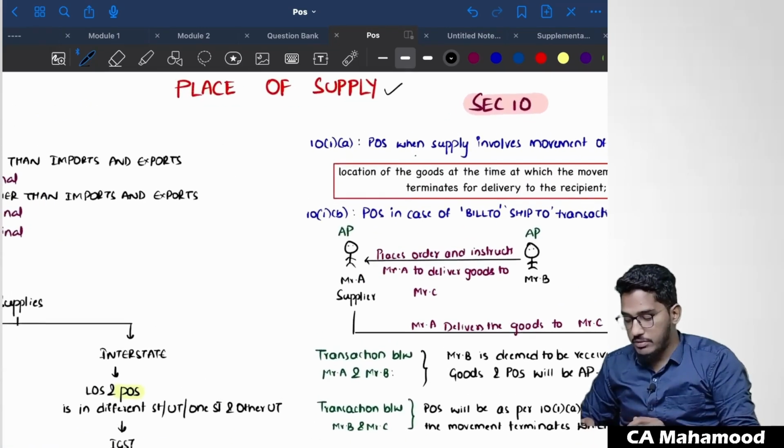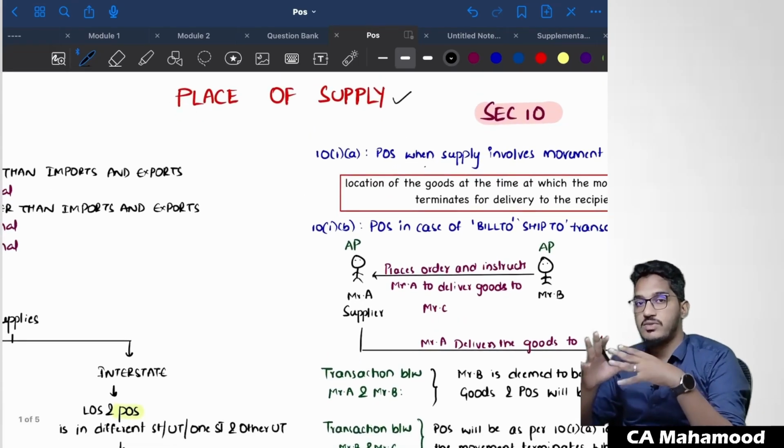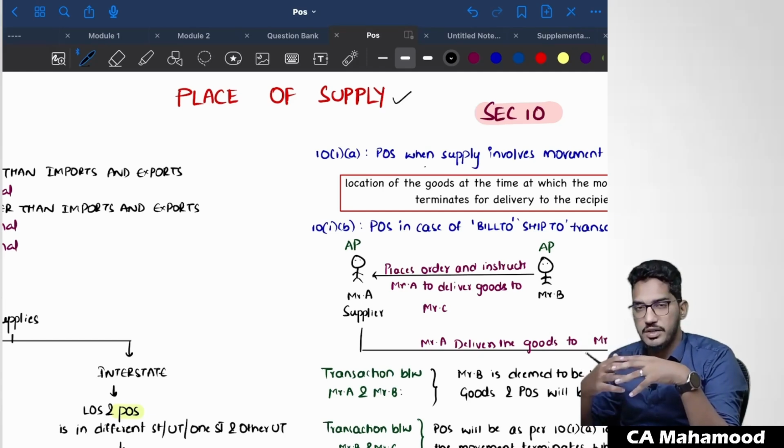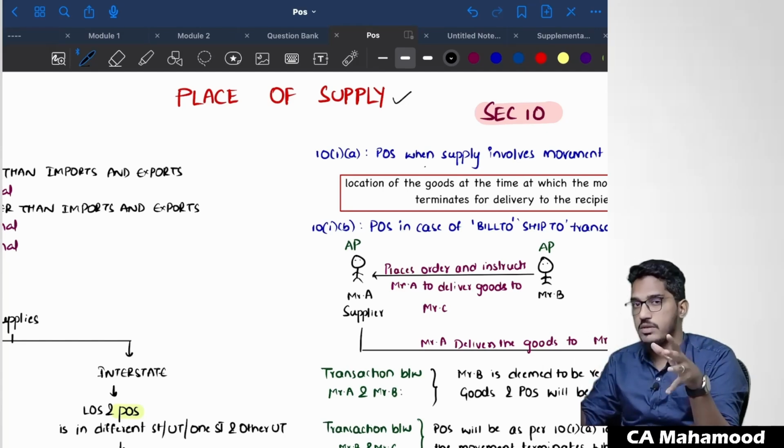And one more thing, I would like to give you one more piece of information before I proceed any further. See, the concept of place of supply is actually very vast. There are so many interrelated provisions. There are so many sections of the IGST Act which are actually dealing with the place of supply. So place of supply is in itself a very big concept.